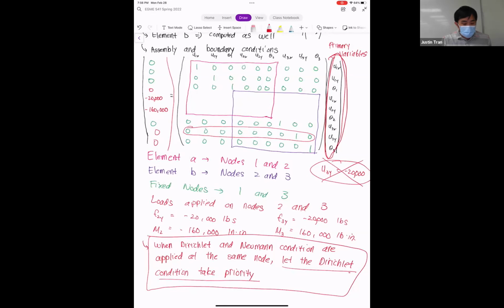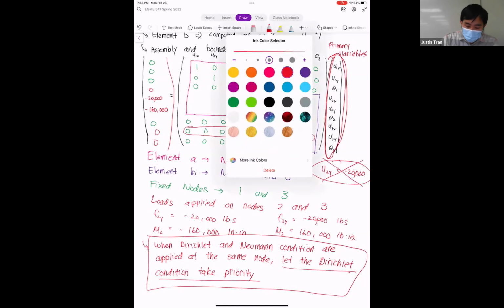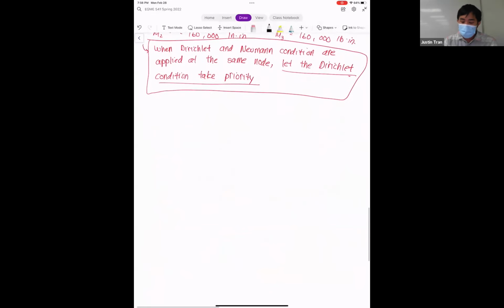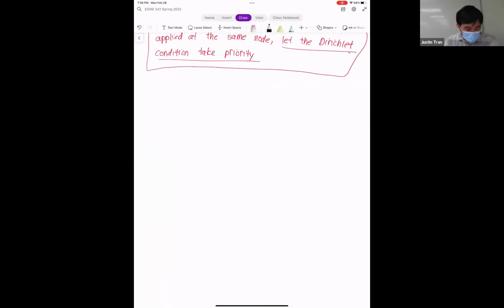Okay, so any questions on that? Okay, so I did want to talk about one more thing before we start talking about MATLAB, which is a twist on the Dirichlet boundary conditions. That's what you have to do, mathematically, when you have a non-zero Dirichlet boundary condition.